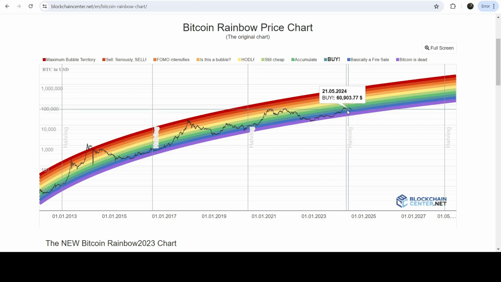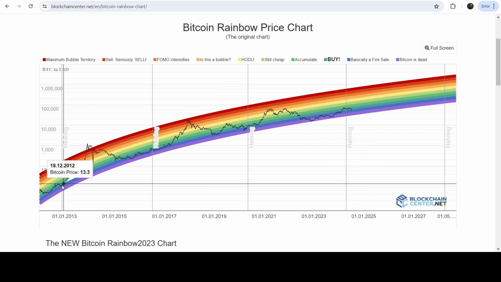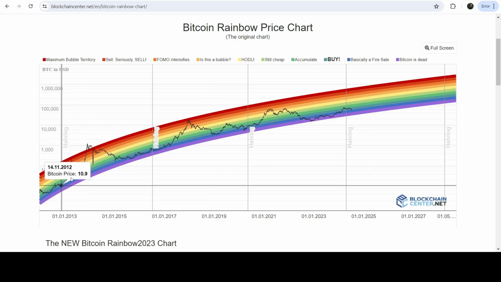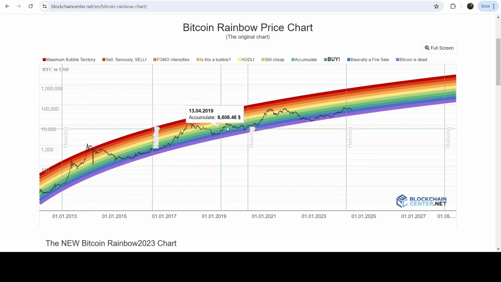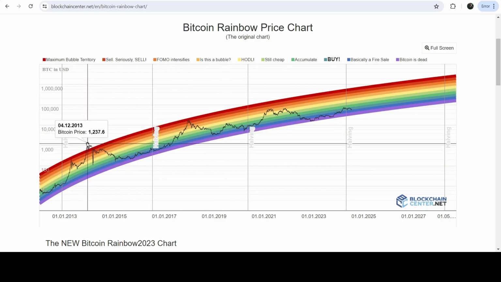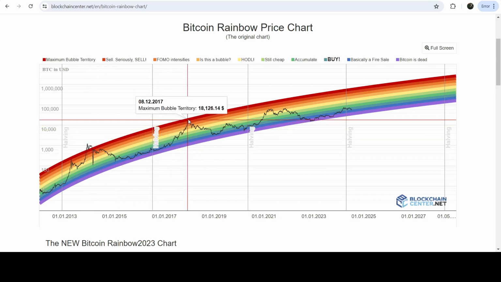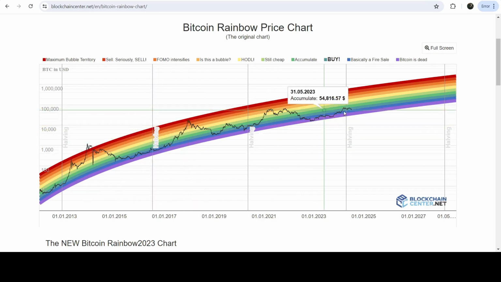Now, if we take a look at the Bitcoin rainbow chart, that is also indicating that Bitcoin after the halving did not reach the red zone. You can see whenever Bitcoin starts rallying after the halving, it rallies at least up to these red zones. And in fact, in 2013, it crossed beyond this red zone. And here it happened again in 2017.